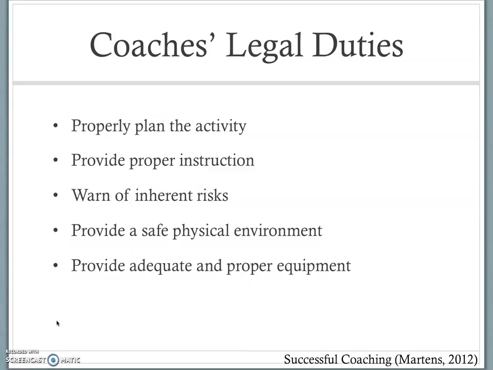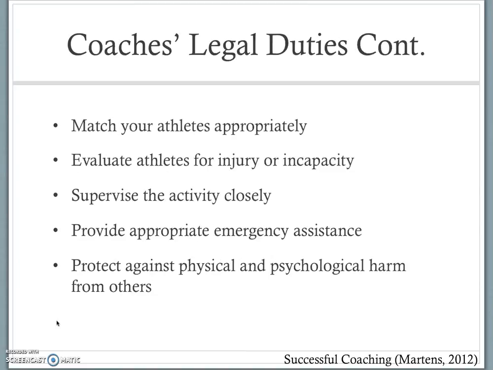The courts have defined and continue to define your legal duties as a coach. There are actually the coach's 10 legal duties to help guide you as a coach. These include: properly plan the activity, provide proper instruction, warn of inherent risks, provide a safe physical environment, provide adequate and proper equipment, match your athletes appropriately, evaluate athletes for injury or incapacity, supervise the activity closely, provide appropriate emergency assistance, and lastly, protect against physical and psychological harm from others. I will go into further detail in the upcoming slides.